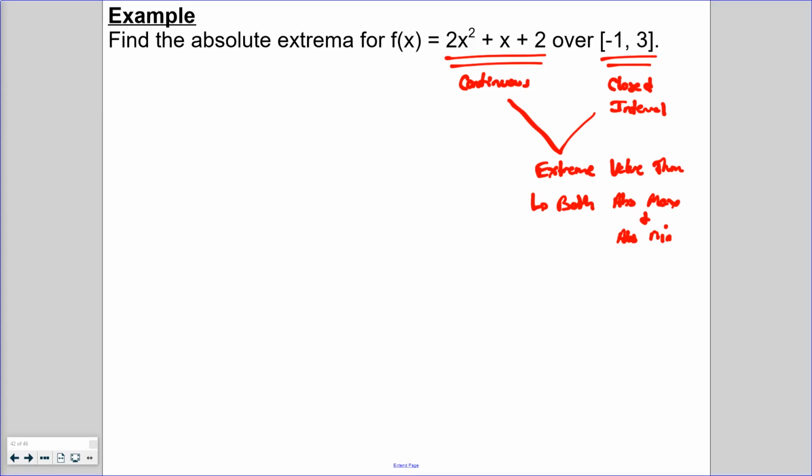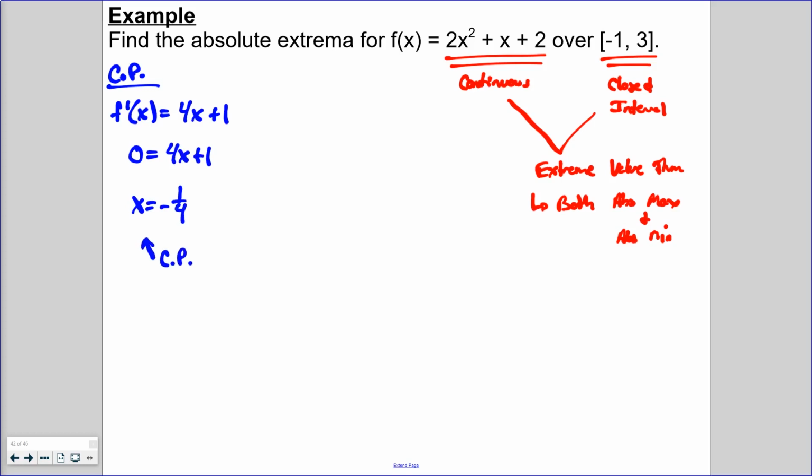So the first thing we should do is find our critical points, and I will label that CP for a critical point. To find the critical points, we first need to find the derivative. The derivative of this function is 4x plus 1. Then, to find the critical points, we need to set the derivative equal to 0 and figure out when it's undefined. Since 4x plus 1 is a polynomial, it's defined everywhere, so we just have to see when it is equal to 0. That means x equals -1/4 is our one and only critical point.